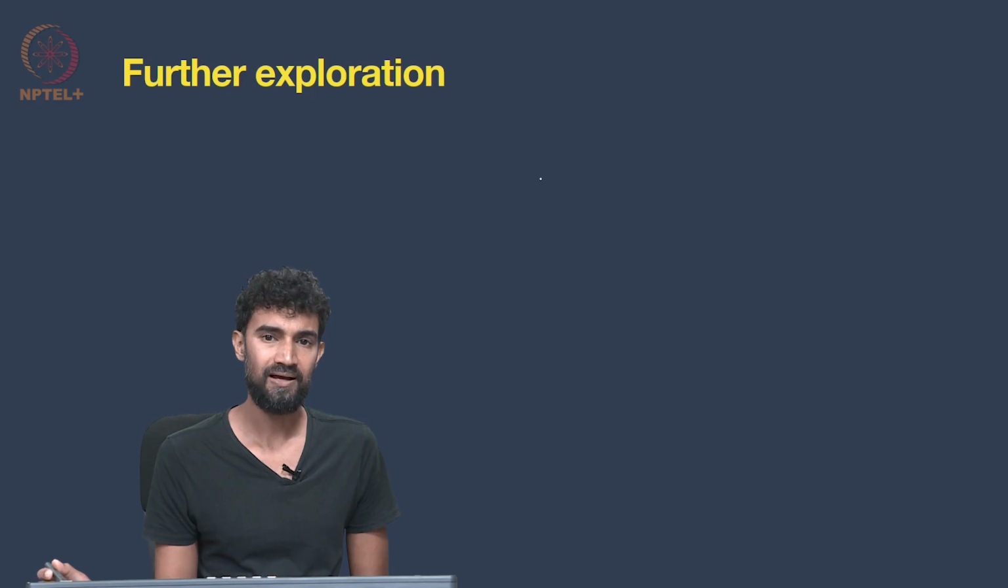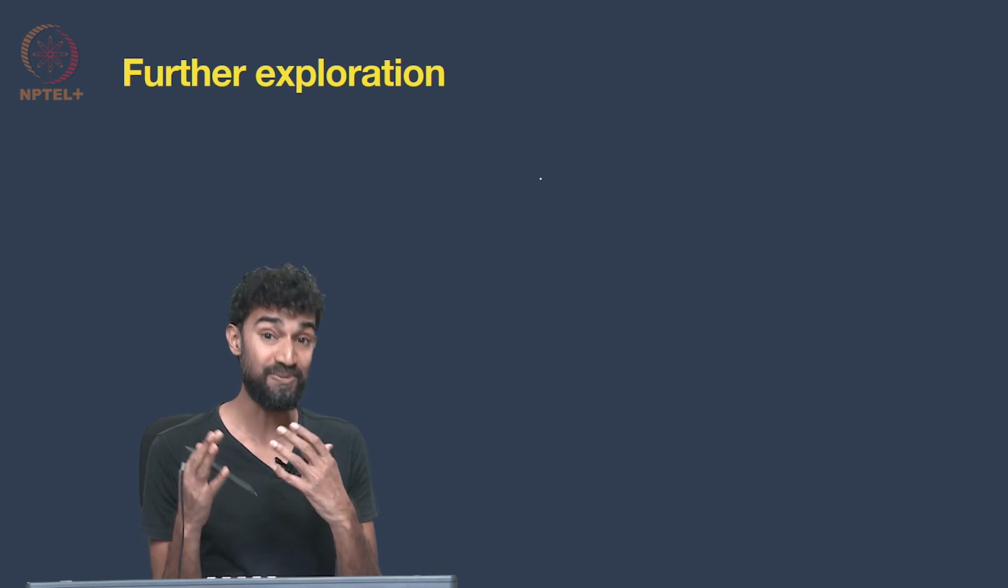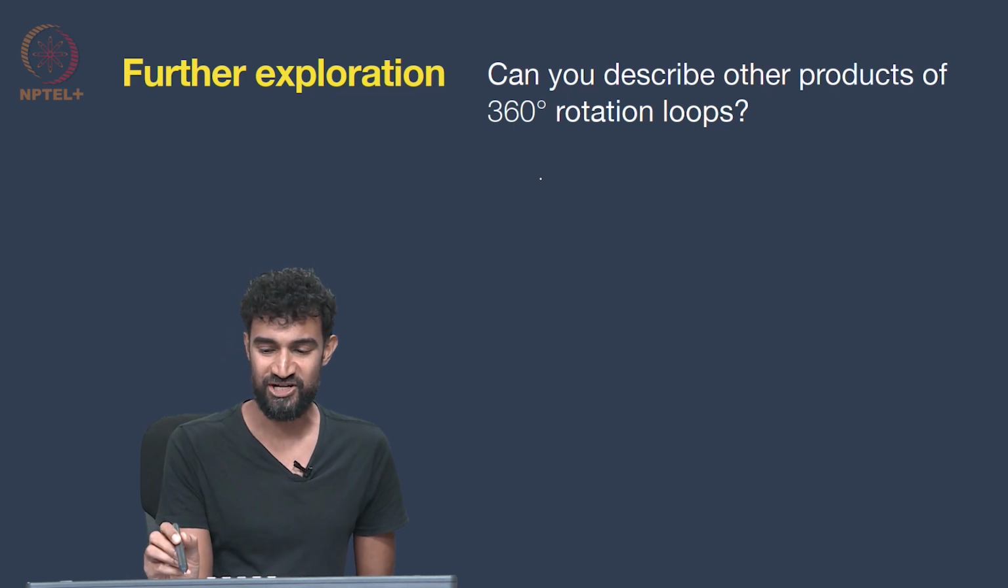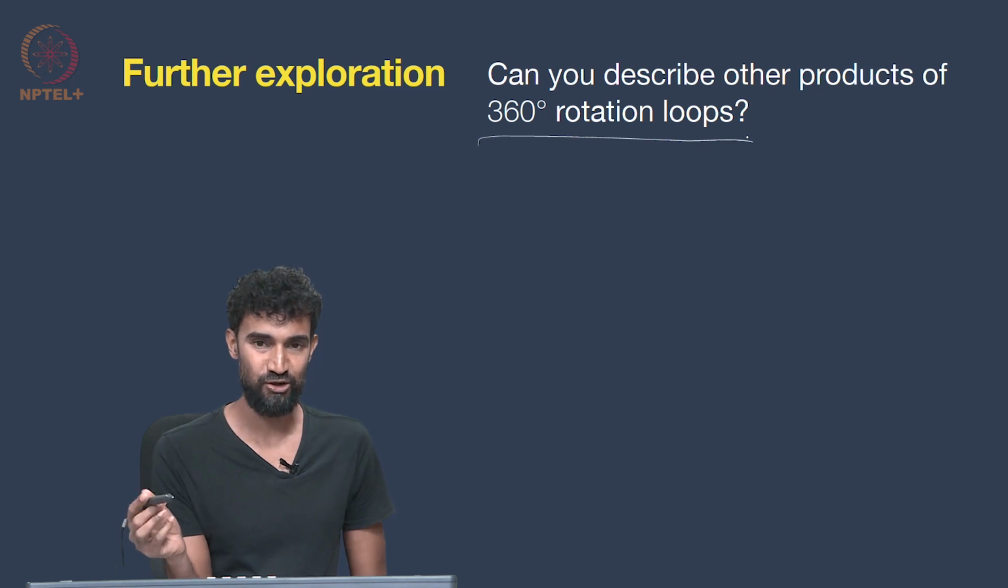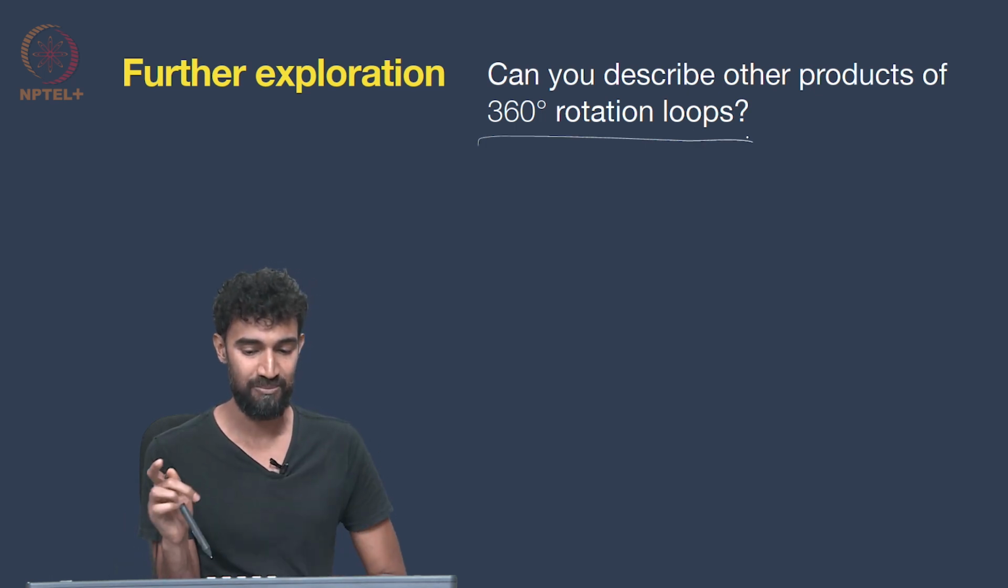Okay, so that's pretty cool. We can really parameterize the trivial tracking loop as a product of two non-trivial loops. So as further exploration, can you describe other products of 360-degree rotation loops? Can you describe what you get if you take other non-trivial loops and multiply them together?